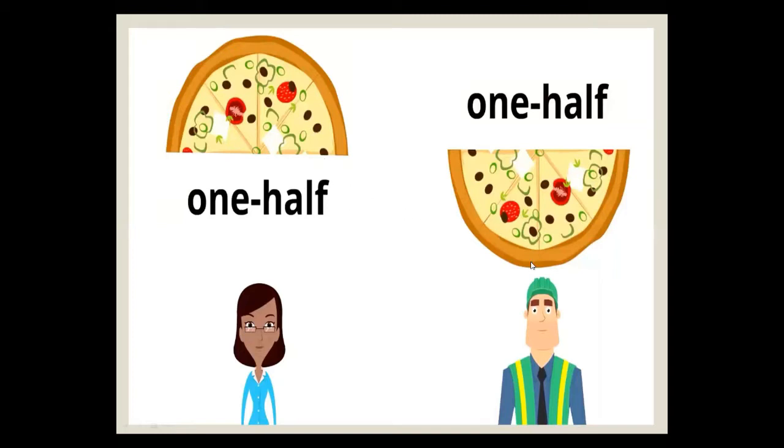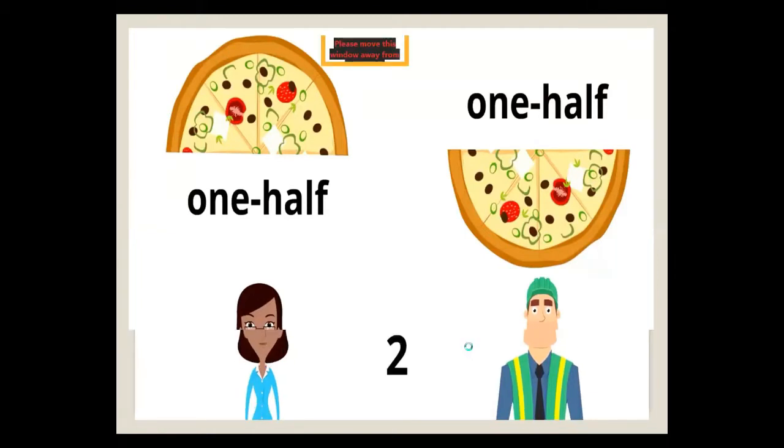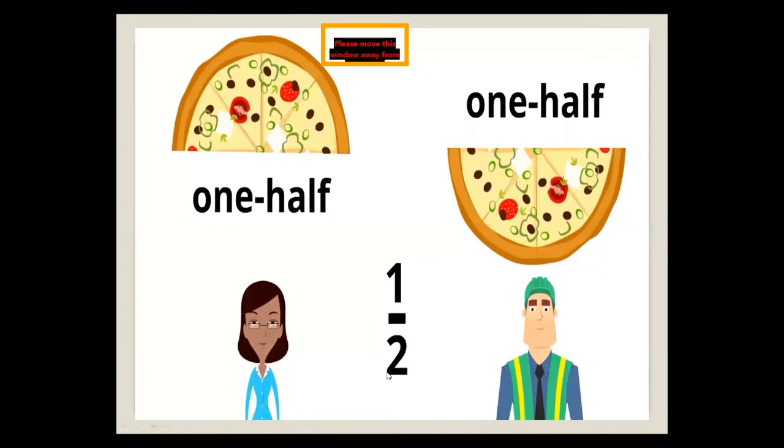So this is 1/2 of the pizza, and in the mathematical way we write 1 over 2. We write 1/2 in this form. What does it mean? It means that we have one pizza and we divide it into two parts. This is called 1/2 in the mathematical way.